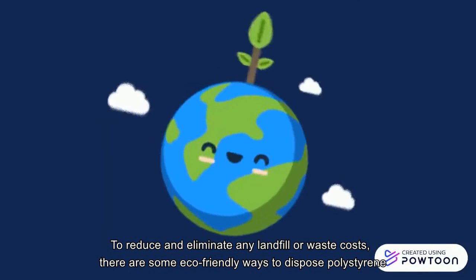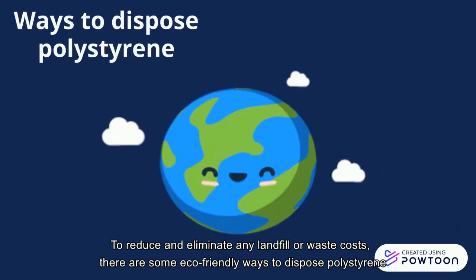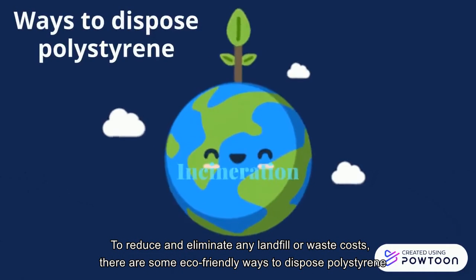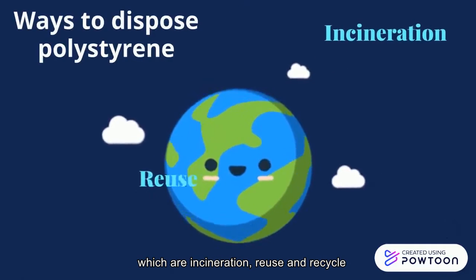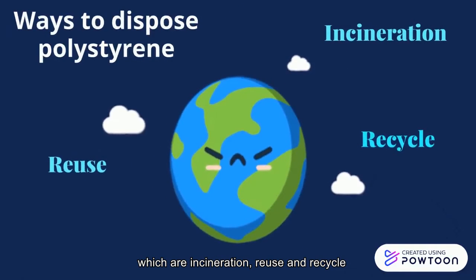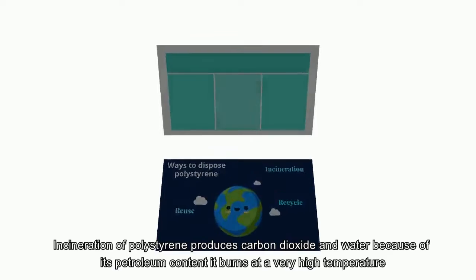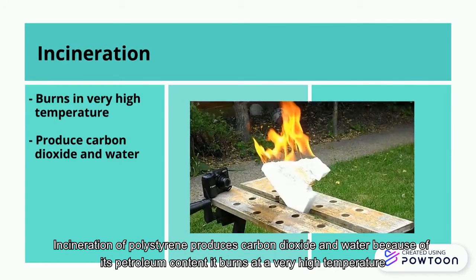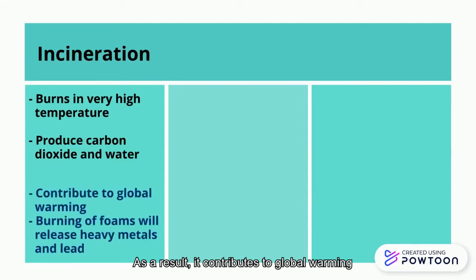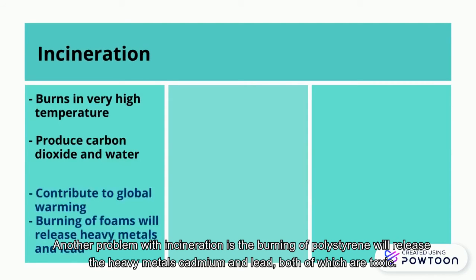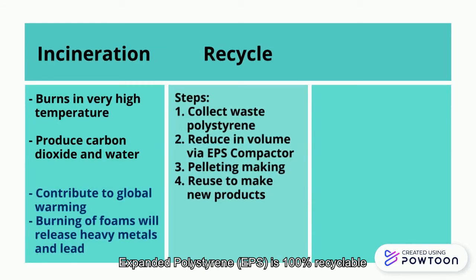To reduce and eliminate landfill or waste costs, there are some eco-friendly ways to dispose of polystyrene, which are incineration, reuse, and recycling. Incineration of polystyrene produces carbon dioxide and water because of its petroleum content. It burns at a very high temperature. As a result, it contributes to global warming. Another problem with incineration is that burning polystyrene releases the heavy metals cadmium and lead, both of which are toxic.